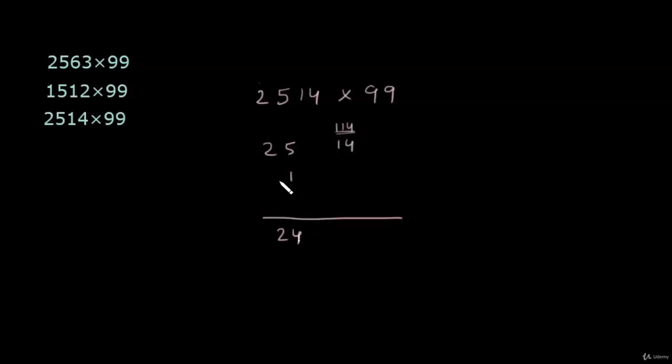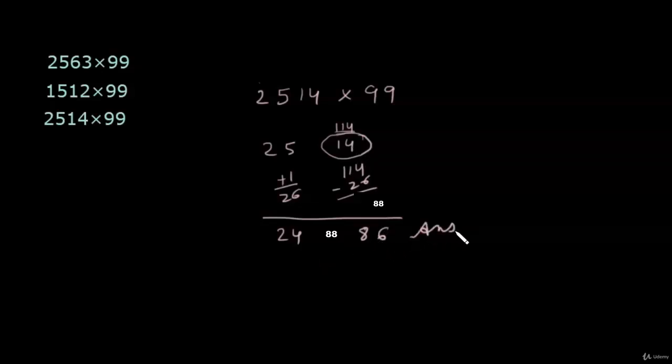And now we will increase 25 by 1, this will become 26, and we will subtract 26 from 114. So this becomes the second part of the answer, and for the third part again we have to apply Nikhilam on 14, that is we will subtract 1 from 9, 8, and we will subtract 4 from 10, we will get 6. So this is the answer.